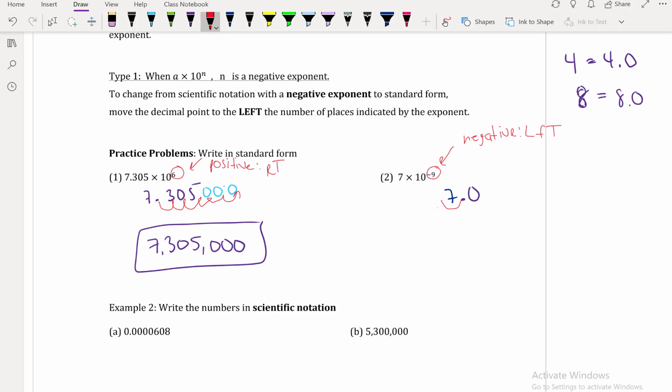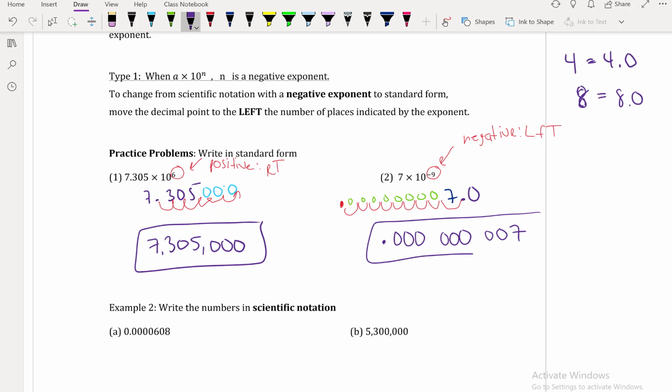So 1, 2, 3, 4, 5, 6, 7, 8, 9. So there's my decimal. So here I have 1, 2, 3, 4, 5, 6, 7, 8 zeros. So this is 0.00000000 and then the 7 there.